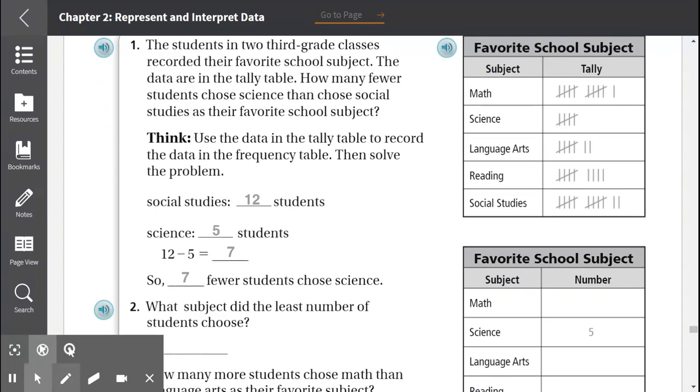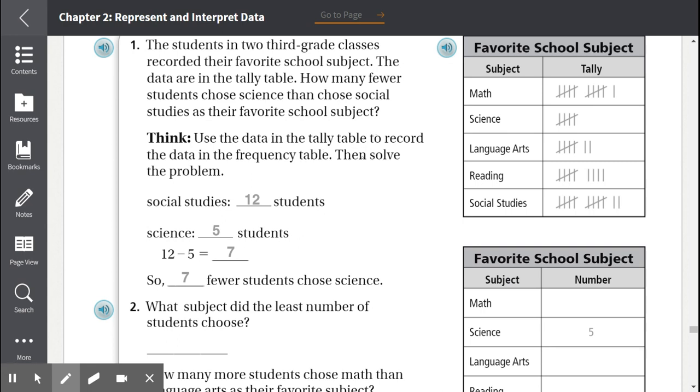Number 1. The students in two third grade classes recorded their favorite school subject. The data are in a tally table. How many fewer students chose science than chose social studies as their favorite school subject? Think. Use the data in the tally table to record the data in the frequency table.